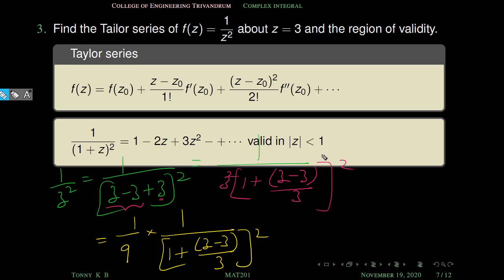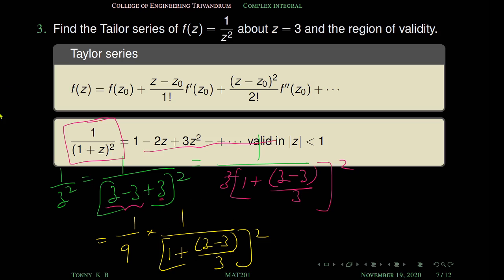Okay. So in this example, instead of z, what is our term? By comparing with this Maclaurin series, instead of z, what is our term? Z minus 3 by 3. So we can expand this part of our function using this Maclaurin series, right?